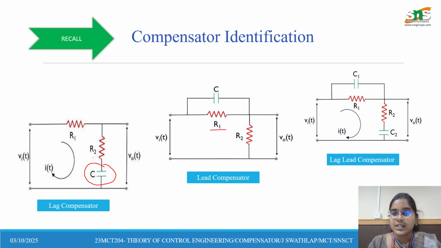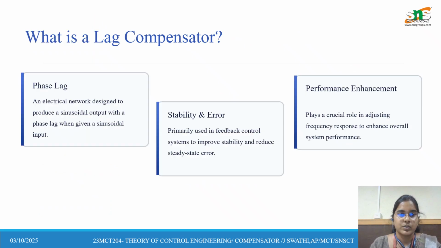The last one is the lag-lead compensator. It acts as both a lag and a lead compensator, where the capacitor is placed in parallel with R1 and also in series with R2. So it gives both phase lag and phase lead. These are the basic circuits, and in depth we are going to discuss the lag compensator.